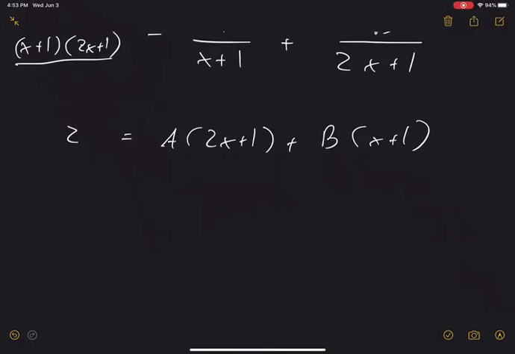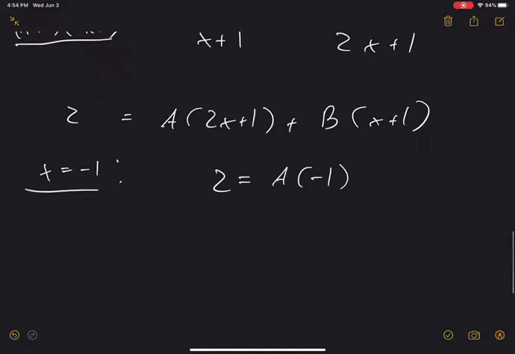So let's say I wanted to use the method where I plug in values to get some cancellations. Okay. What could I plug in? I could plug in x equals -1. On the left side, I would have just 2, since the left side is constant. On the right side, I'd have A times -1, and then plus 0, because that term would cancel. So let's see, A equals -2.